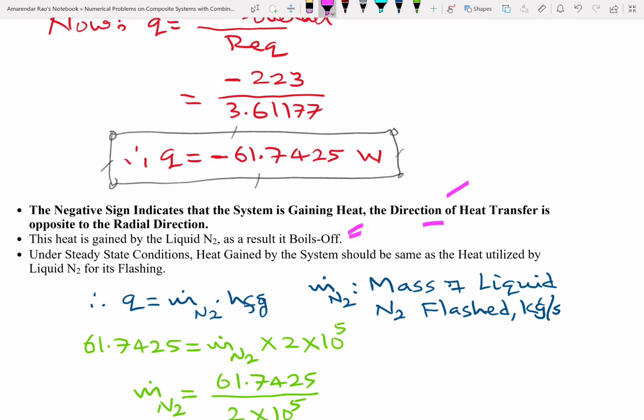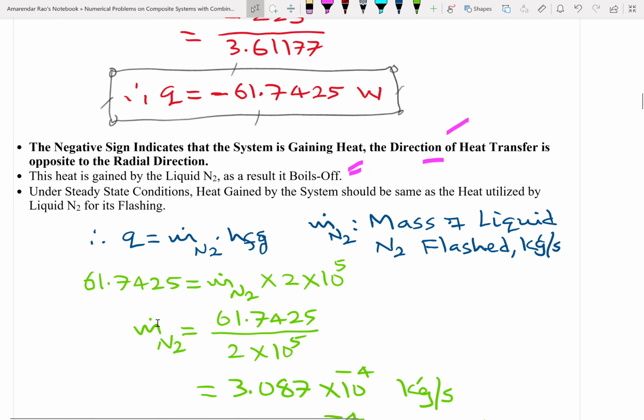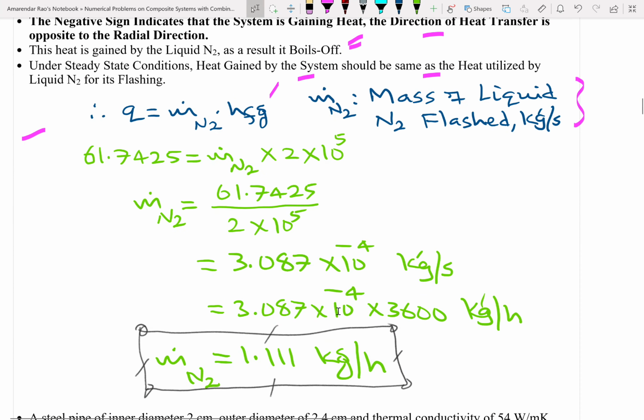Then under steady state conditions, heat gained by the system should be same as the heat utilized by liquid nitrogen for its flashing. Flashing is phase change under evacuated conditions. Therefore, we can write Q as m dot N2 into HFG, where m dot N2 represents the mass of liquid nitrogen flashed in kg per second. HFG, already we have seen, is enthalpy of evaporation, and Q is calculated, that is 61.7425. m dot N2 we are looking for.